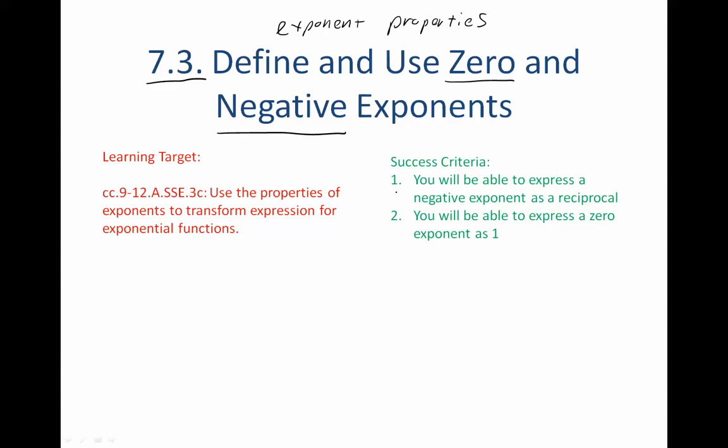Basically, what we're going to be doing in this lesson is we're going to be able to express a negative exponent as a reciprocal, and we're going to be able to express a zero exponent as 1. That is, we will understand and be able to recognize that when we have a negative exponent or a zero exponent, some transformation of the number ends up happening. So let's get right into the definitions of these two things.